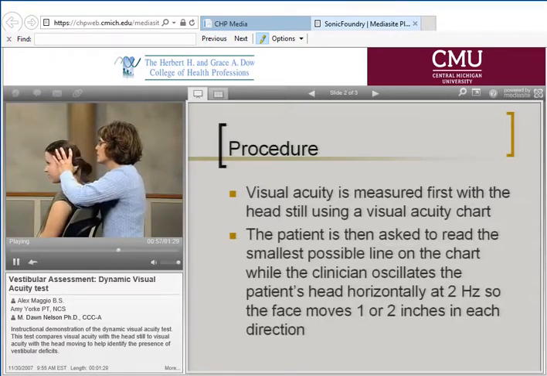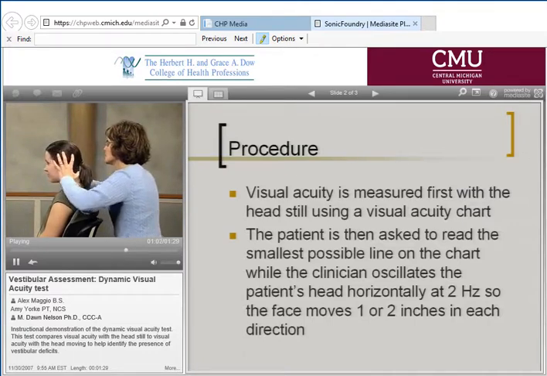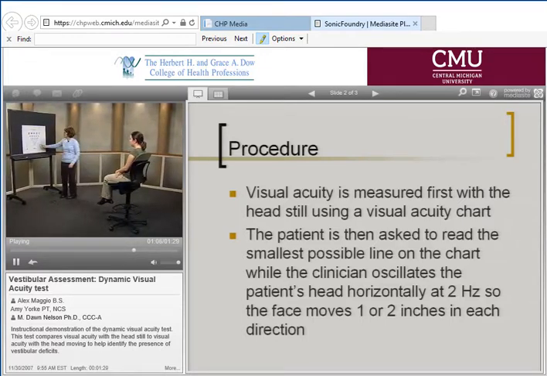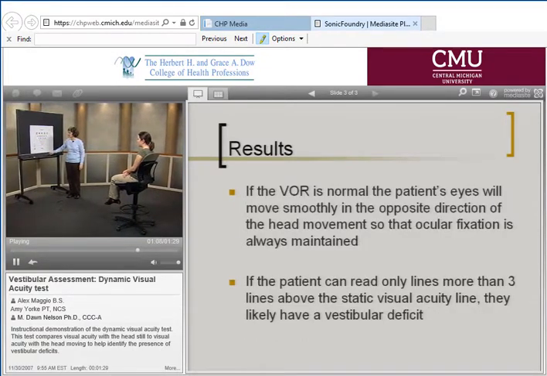N, O, Z, C, D. Once the line is read, the examiner stops shaking the head and notices that there has been a 2-line change.